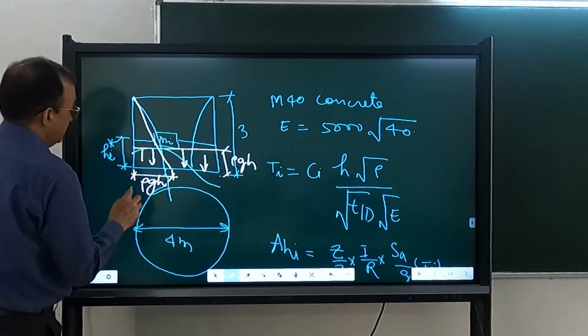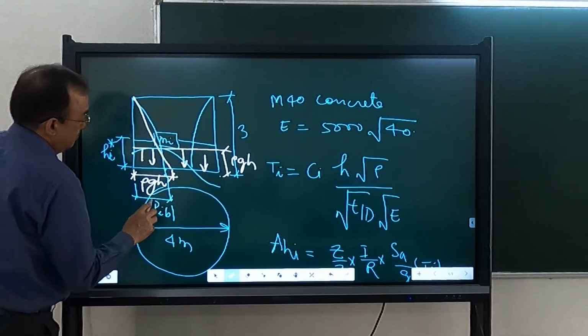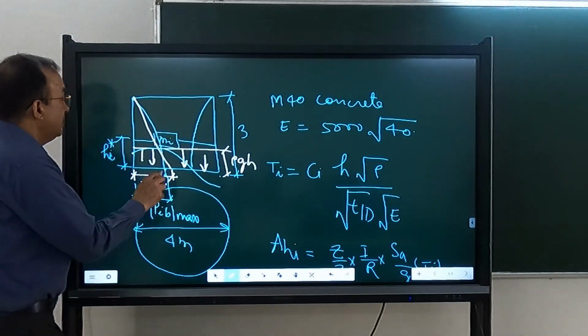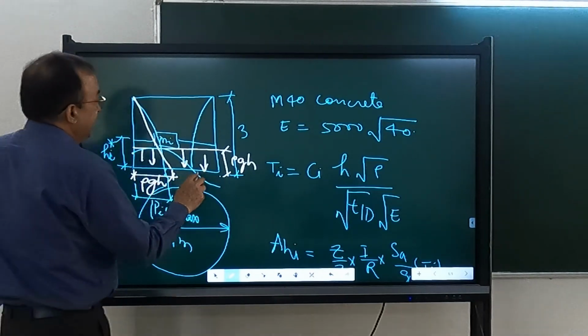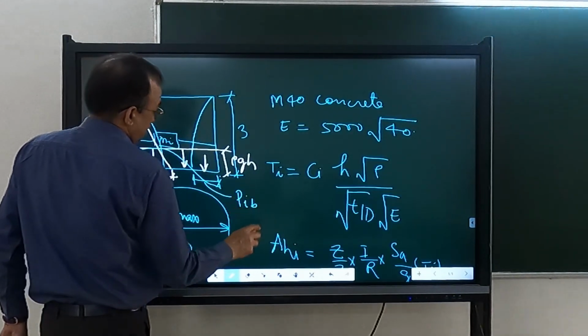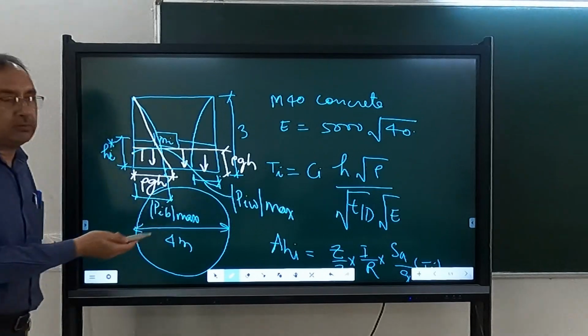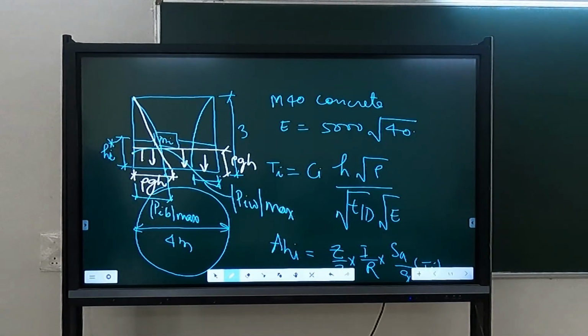Okay, so let me call this PIB max. Okay, this will be same as PIW max. Sorry, PIW max. What is acting on the wall? Maximum value of that you calculate, or maximum value of the pressure acting on the base. You calculate, both should be same. So either of the two formula you can use. So go to this page number 9 for circular water tank.